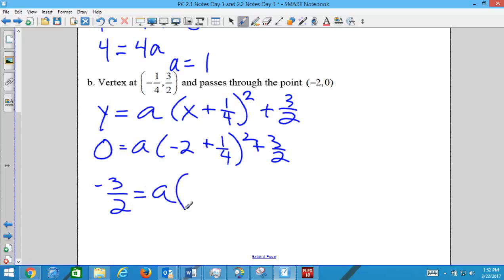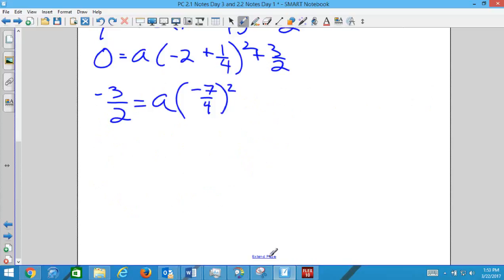To add together fractions, we could just type it in our calculator, but that doesn't help us get any smarter, right? While we're taking notes, we're at least going to do it by hand. So -2 is the same thing as -8/4 plus 1/4, which is -7/4, squared. So now I have -3/2 equals A times, I'm going to square this. What do I get when I square a fraction? I square the top and the bottom: 49/16.